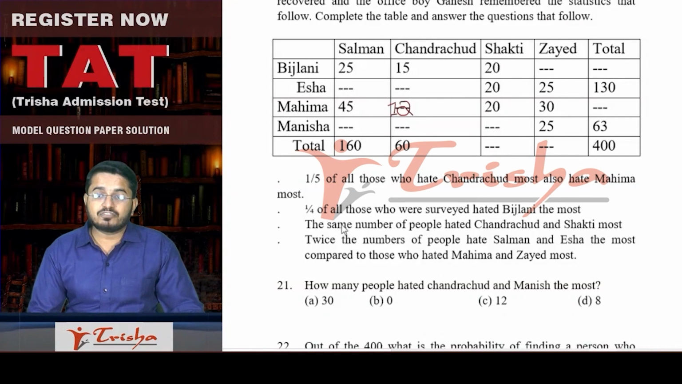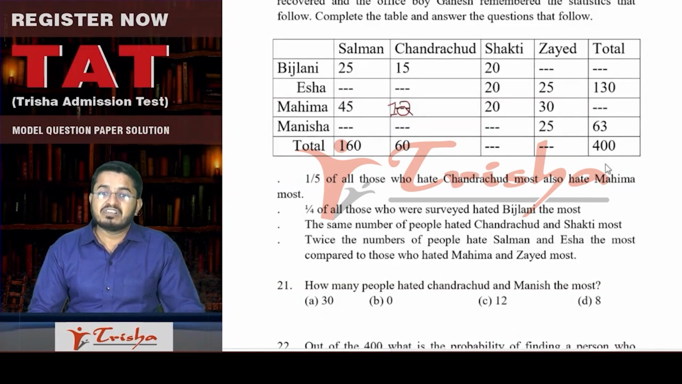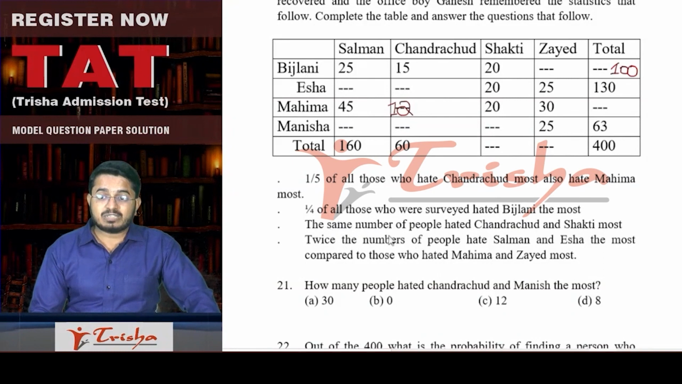Next, 1/4 of all those who were surveyed hated Bijlani the most. How many of them were surveyed? 400 people. 1/4 of these people hated Bijlani the most. So here in this category, we will have to put 100. Yes. Next, the same number of people hated Chandrachud and Shakti the most. So Chandrachud is hated by 60 people. Shakti is also hated by 60 people.